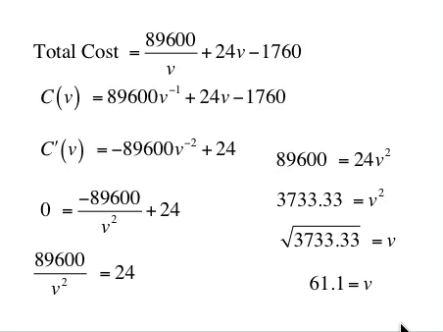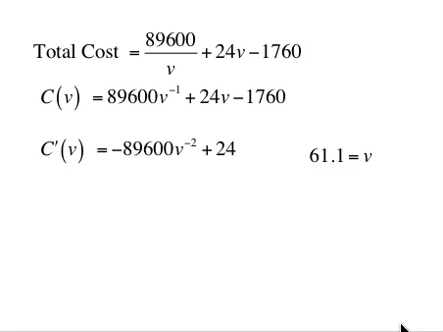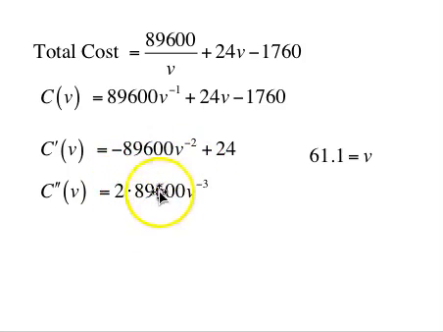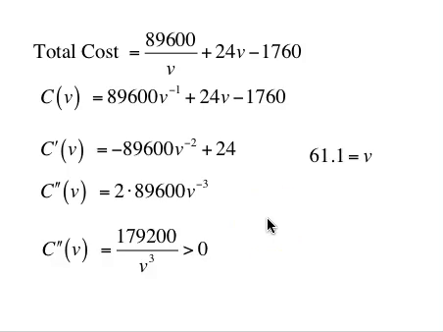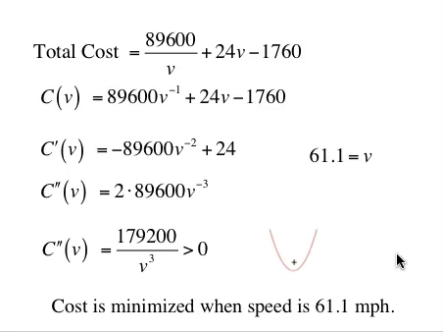Let's convince ourselves that that's really going to be a min. I'm going to use the second derivative test again to do that. Our second derivative is negative 2 times negative 1, 2 times 89,600 v to the negative 3, or 179,200 over v cubed, which is always positive, which means the function is always concave up. So we will indeed have a minimum at our critical value of 61.1 miles an hour. So yes, cost is minimized when speed is 61.1. And that will conclude this lesson.